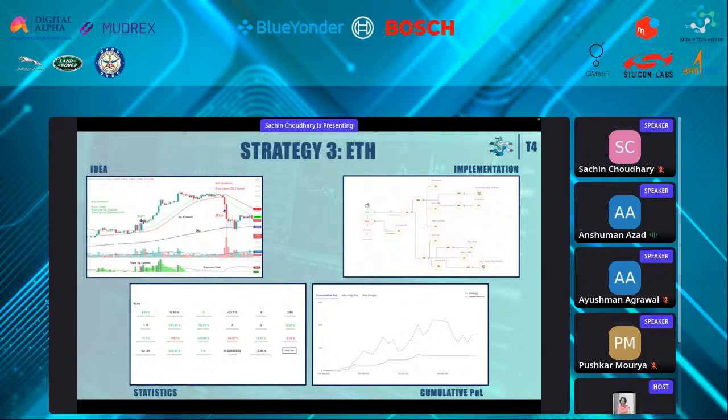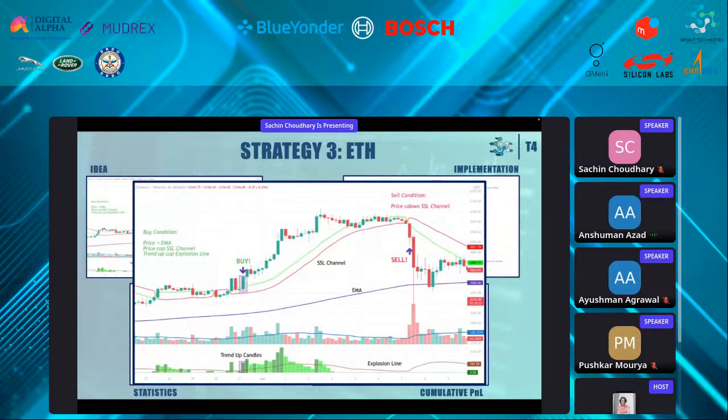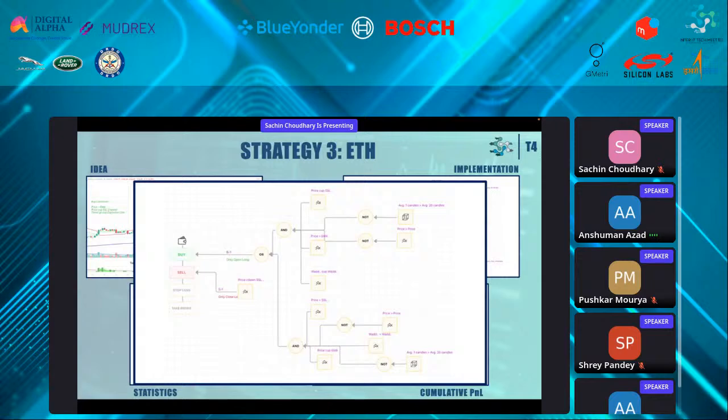So for strategy 3, that is for Ethereum, the basic idea of our strategy is the buy condition which is mentioned in green on the left hand side: price should be greater than EMA, price crosses the SSL channel, and trend up crosses up the explosion line. That buy condition is followed on the particular candle which is marked green, that is on buy. And sell happens when the price crosses down the SSL channel. We also use a particular indicator, that is WA, which is mentioned in the bottom line from the green candle. Next. So this is how our idea looks on the Mudrex platform.